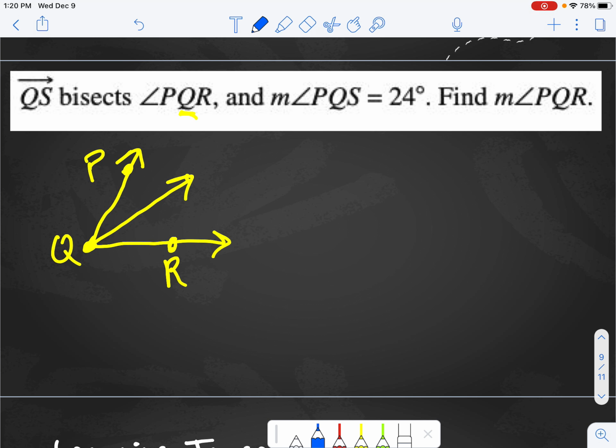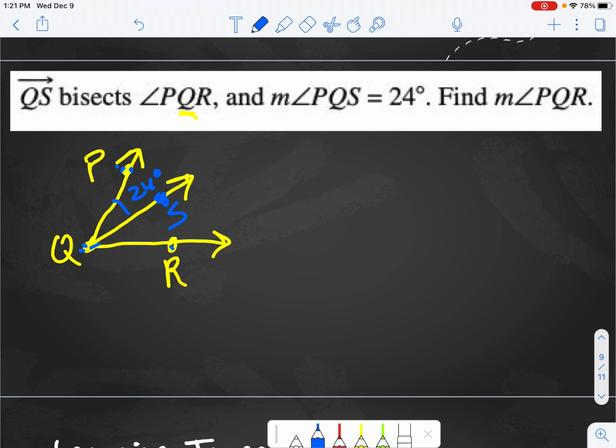And the measure of, I should have labeled this S, PQS is 24 degrees. Find PQR. So find the whole thing.